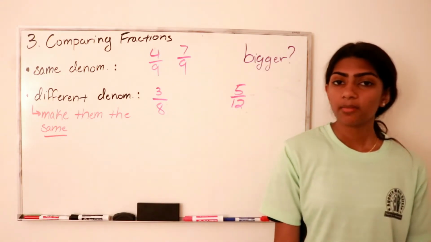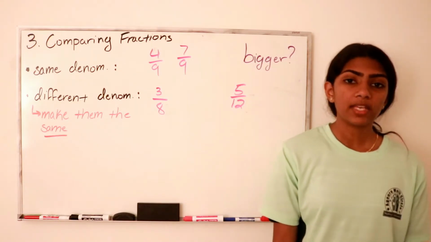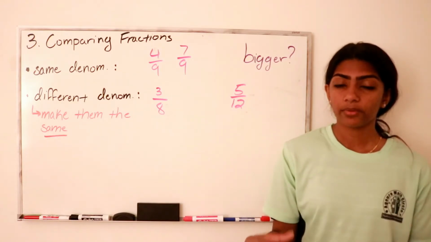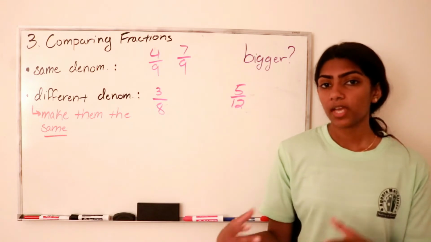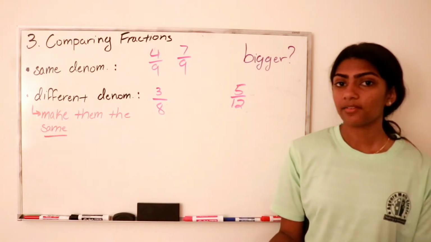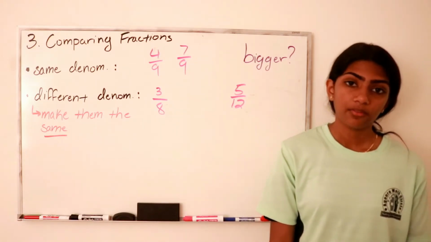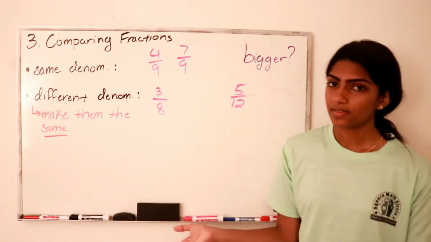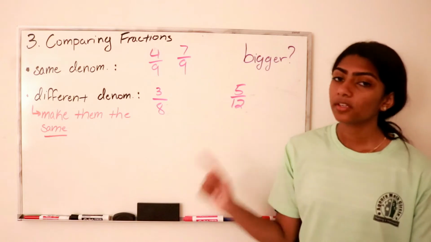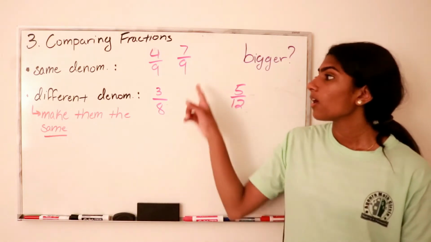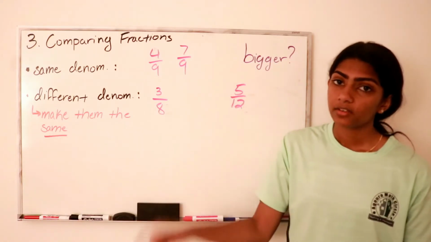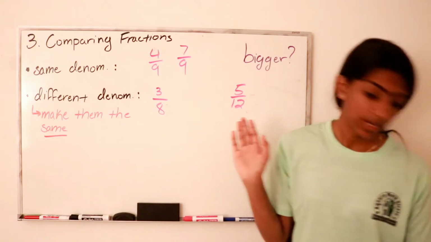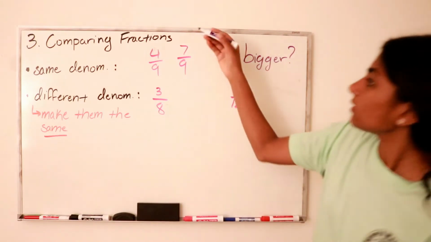So another way you can think about it is like pizzas. Let's say you have a 9-slice pizza with 4 slices left, and another 9-slice pizza with only 7 slices left. Which one's bigger? The pizza with 4 slices or the pizza with 7 slices? Well, obviously, it's the pizza with 7 slices. So that's why you only have to look at the numerator when comparing fractions with the same denominator. So which one's bigger? 7 over 9. So let's do that.